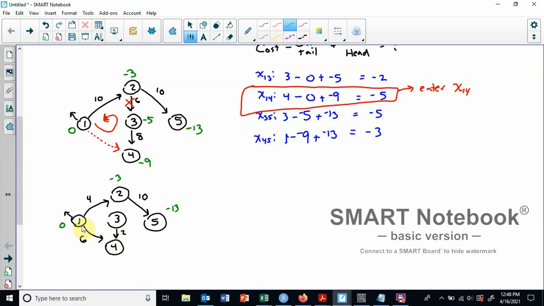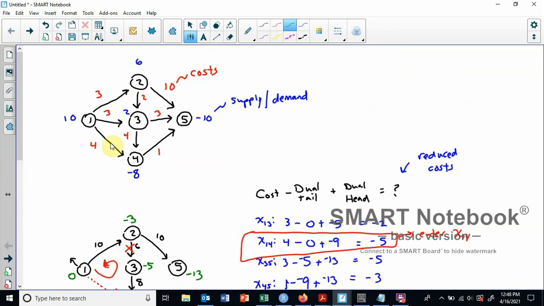Now how is this connected into the network? It's connected by node 4, 1 to 4. So that's what I will use to calculate the dual on node 4. I will see how much it changed by, and then I can change node 3. Or you can recalculate all of them again if you want to. That's fine too.